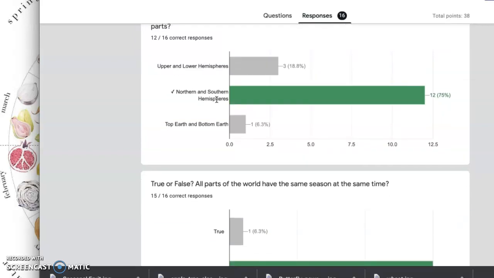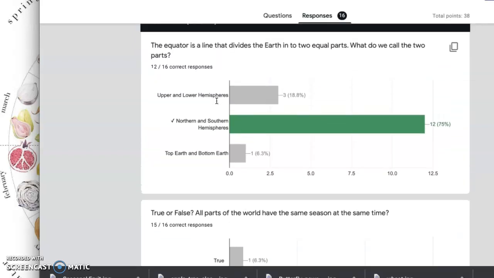Okay, hemisphere. Remember that it means like half of a sphere. So a sphere is like a ball, and when we're dividing the Earth in half, we're dividing it like it was half of a ball, and those are what the hemispheres are.